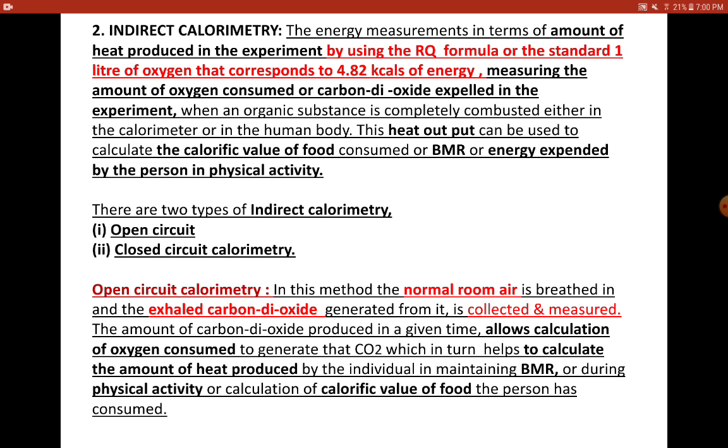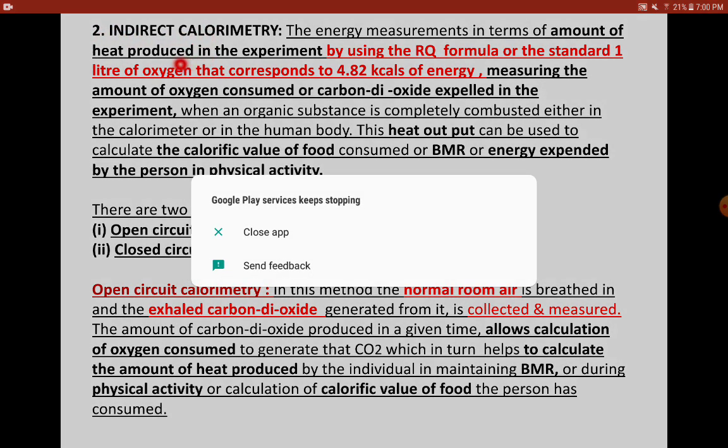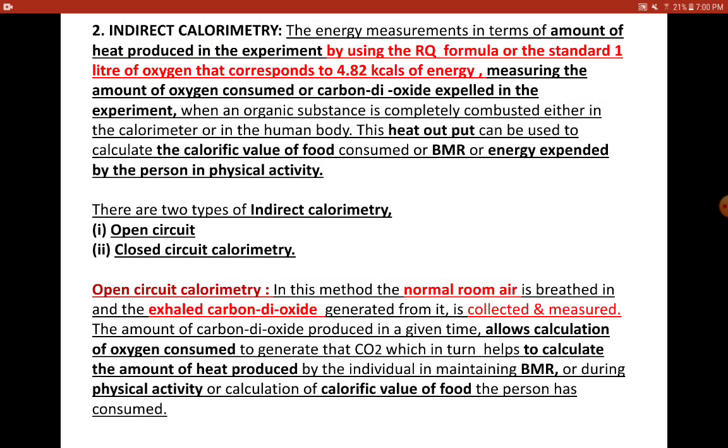So these are the ways in which you can ultimately reach the amount of heat produced in that particular experiment when the person is doing some mild work, or if you want to calculate the amount of energy that is released, or heat that is released, to maintain the BMR.